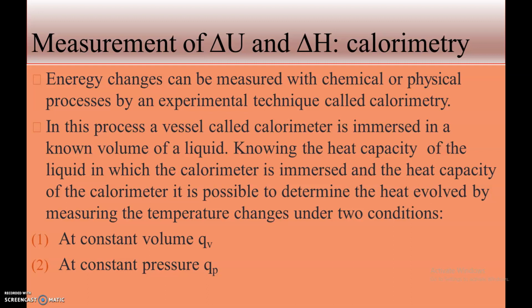So we know delta U and delta H both are energy changes. We are measuring them with chemical or physical processes. If any physical or chemical process occurs, certainly there will be energy changes. For each system, each state, the energy will vary. So in order to calculate this energy change in physical and chemical processes, we use the technique called calorimetry.